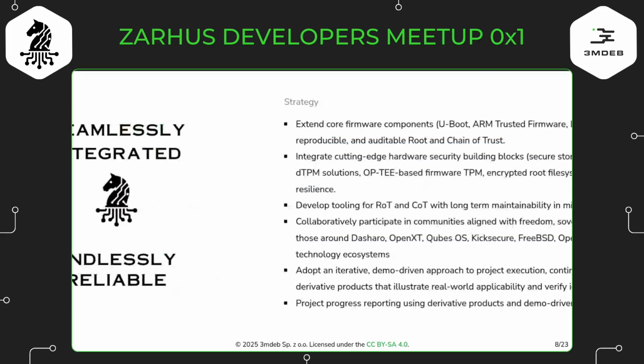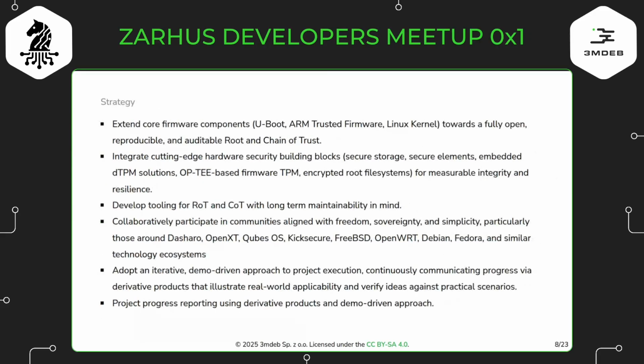Okay, so what kind of strategies may we have here? I believe we should focus on extending core firmware components. From the perspective of the Zarhus team, it would be U-Boot, ARM Trusted Firmware, and the Linux kernel. And I guess somewhere in user space, we end our activity and just give the power to the developers.